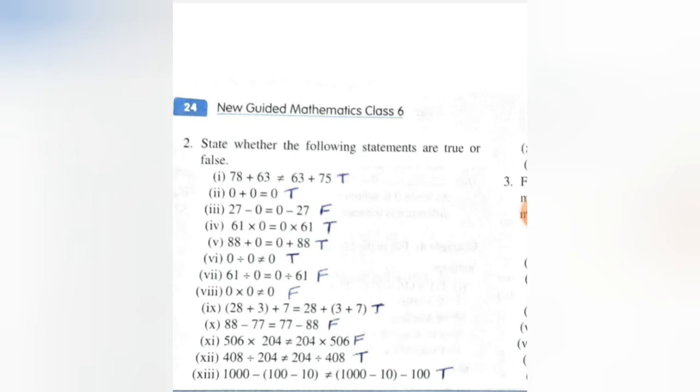Then number 13. 1000 minus 100 minus 10 is not equal to 1000 minus 10 minus 100. It is true. It will not be equal because in subtraction, if you change the sequence of the numbers, it will not give you the same answer. So it is true.